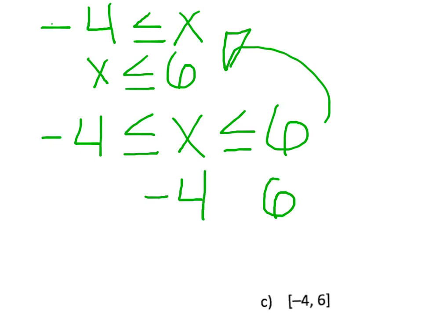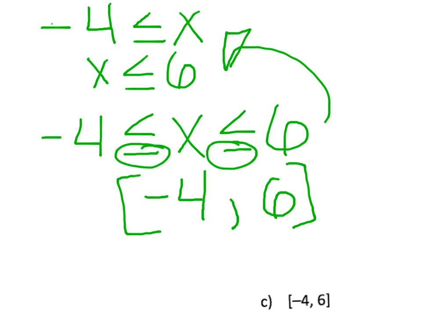For this problem, we know that they are going to be combined with brackets because both are less than or equal to. The equal to tells us that we need brackets around our answer. So our answer should be negative 4, 6 in brackets, and that should match letter C.